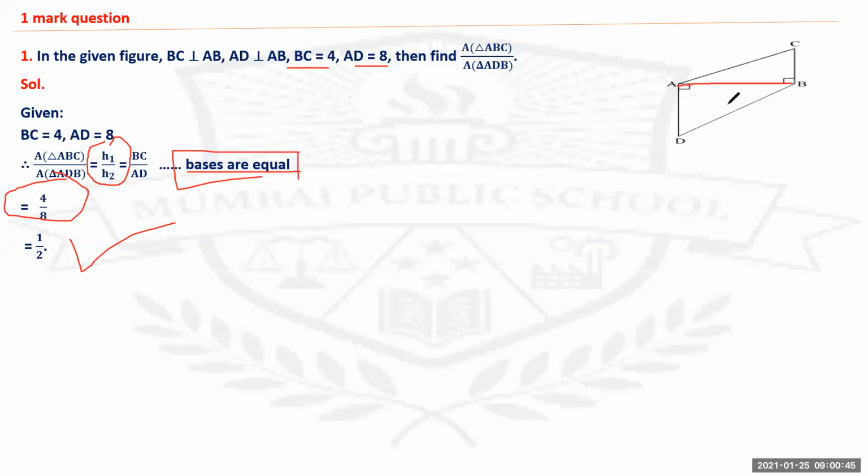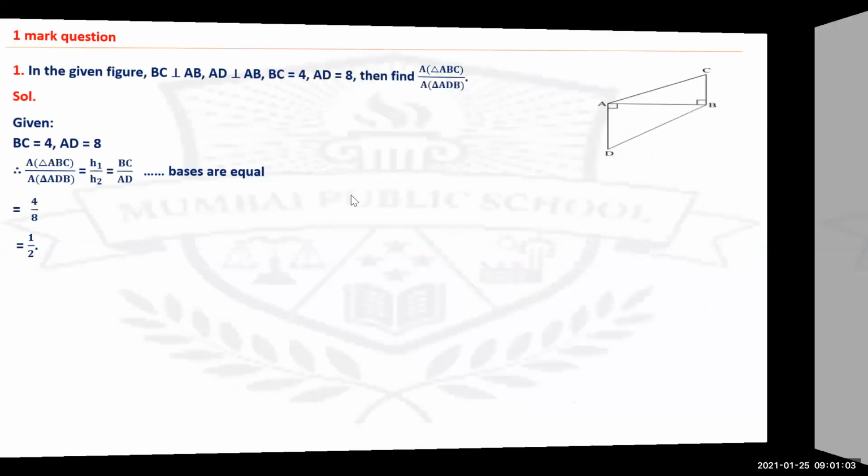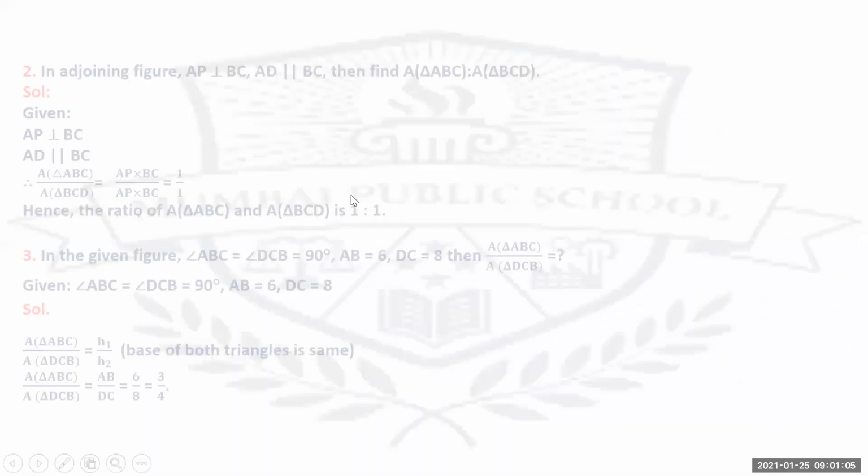When you look at the figure, yes, see, AB is common. So AB is common. When AB is common, that means the base is same. Okay, you don't have to learn all these things by heart. Just make small notes so that you understand it. Is this clear? So let's move ahead.